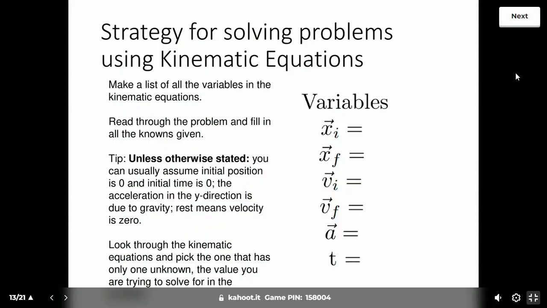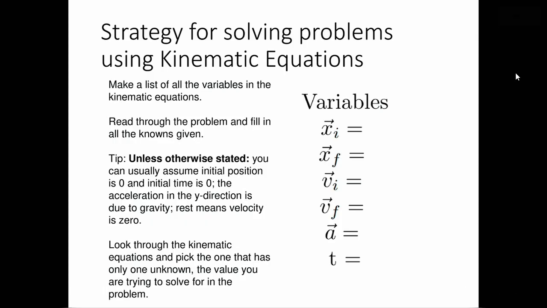And there is a strategy that I would recommend using when you're trying to solve these equations. So if you take those equations and extract all of the variables from those equations, you get this list of 6 variables. So you have the initial position, the final position, the initial velocity, the final velocity, the acceleration, and the amount of time whatever is happening. So they might give you a time, or you might be asked to find the time.